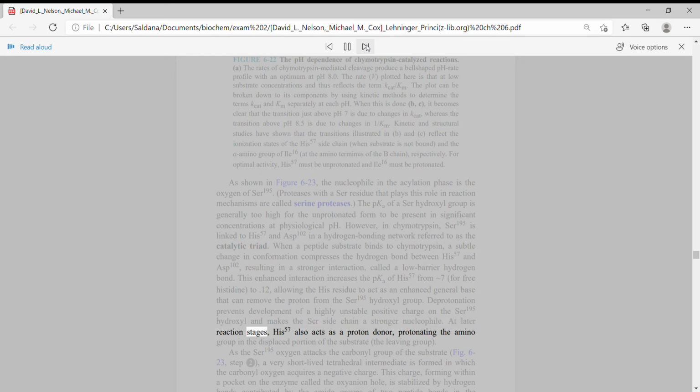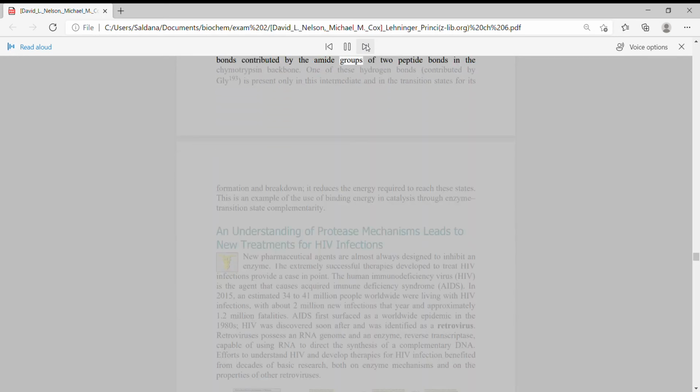At later reaction stages, His 57 also acts as a proton donor, protonating the amino group in the displaced portion of the substrate, the leaving group. As the Ser 195 oxygen attacks the carbonyl group of the substrate, Fig. 6-23, step 2, a very short-lived tetrahedral intermediate is formed in which the carbonyl oxygen acquires a negative charge. This charge, forming within a pocket on the enzyme called the oxyanion hole, is stabilized by hydrogen bonds contributed by the amide groups of 2 peptide bonds in the chymotrypsin backbone.